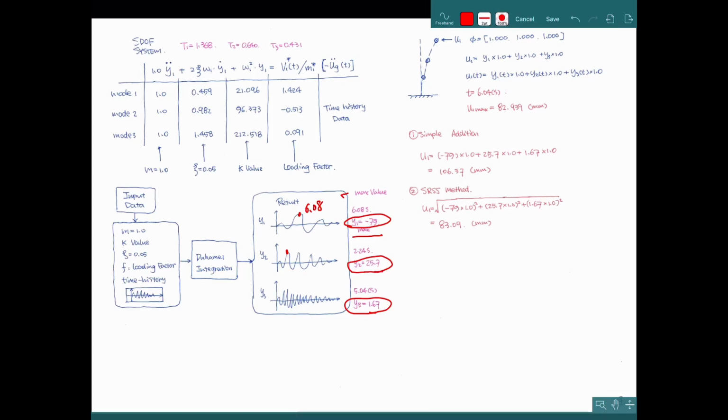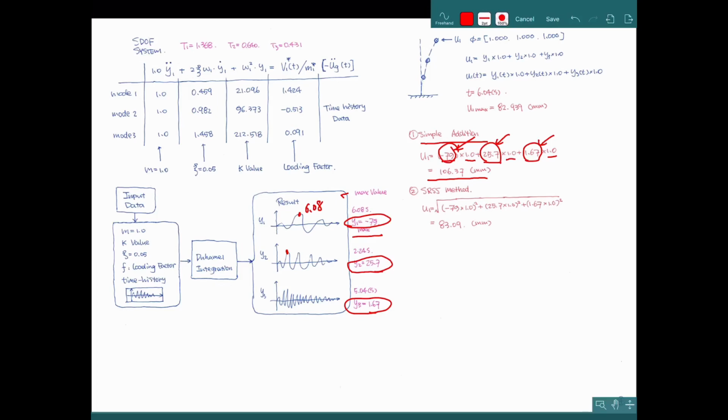For example, we can use the simple addition method. We can use the three modes' maximum values like 79, 25.7, and 1.67. For these three modes, for the top displacement, the mode shape factors are 1.0, 1.0, and 1.0. So the top displacement maximum value is 106.37. But you know that the maximum values happen at different times, so we use this method to get close to the accurate result.